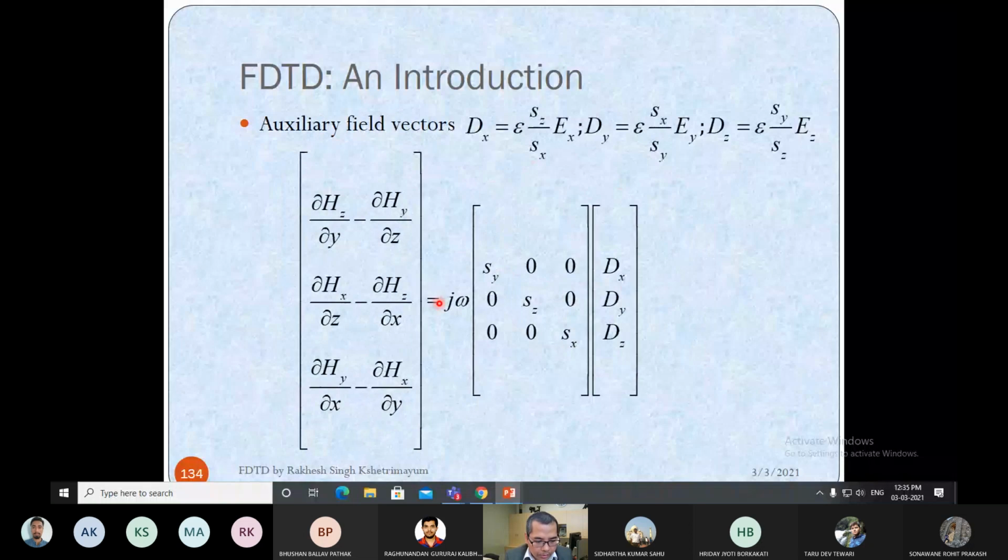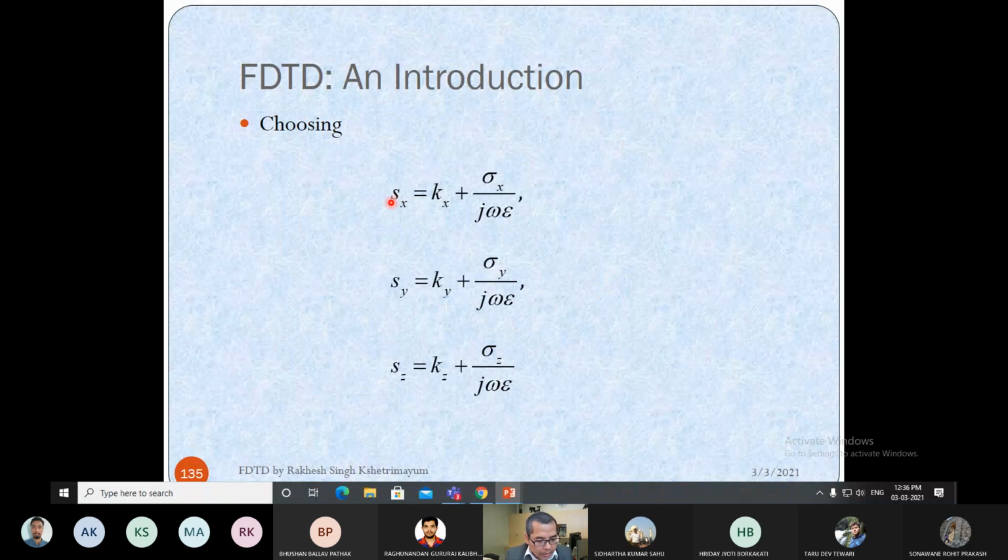Then I can rewrite the previous equation as j omega Sy Sz by Sx Dx, Dy, Dz. Dx, Dy, Dz are defined like this. These are called auxiliary field vectors, and this kind of FDTD is called auxiliary field vector-based FDTD.